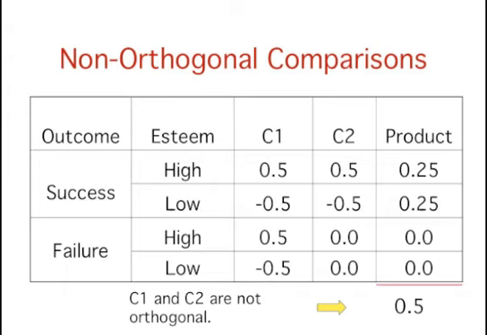This table shows two comparisons that are not orthogonal. C1 compares the high self-esteem subjects to the low self-esteem subjects. C2 considers only those in the success group and compares high self-esteem subjects to low self-esteem subjects. The failure group is ignored by using zeros as coefficients. Clearly, the comparison of these two groups of subjects for the whole sample is not independent of the comparison of them for the success group. You can see that the sum of the products of the coefficients is 0.5 and not 0.